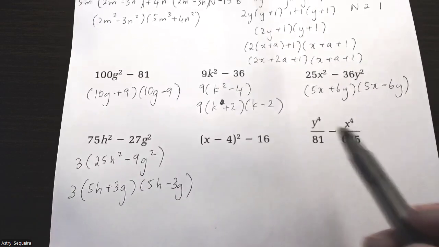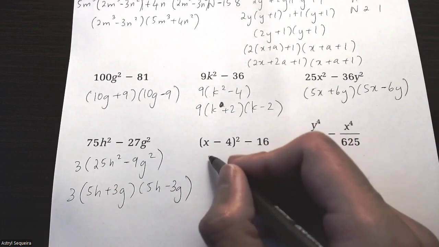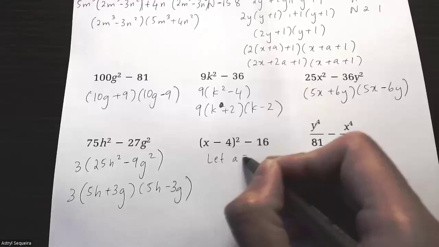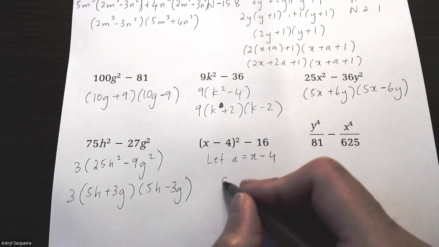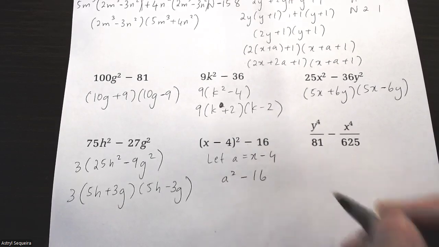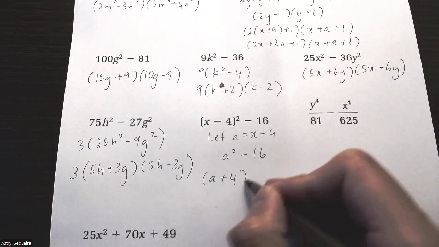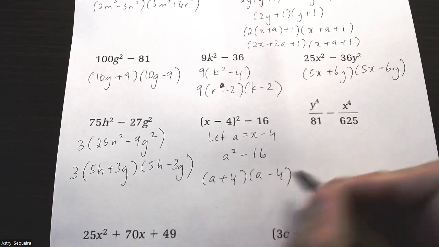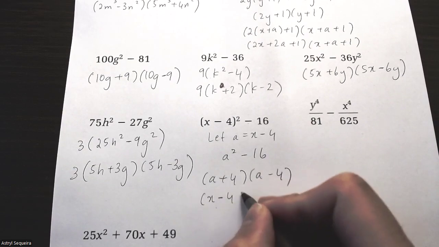Next one here, you may or may not be able to tell it's a difference of squares, but you want to just start by saying let a equal x minus 4. So now I can rewrite this equation as a squared minus 16. I can difference of squares this, a plus 4, a minus 4, and then I'm going to replace the a's back with x minus 4.